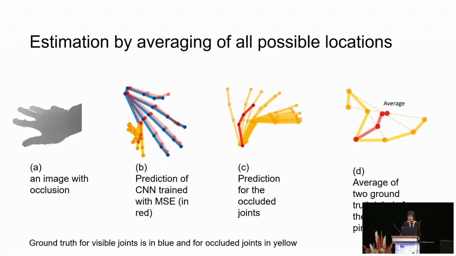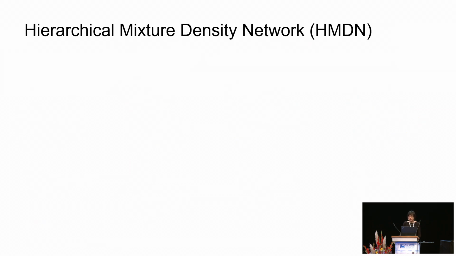To clarify this problem, suppose we have a dataset consisting of only 2 images, as in A, and its label is shown in the yellow skeleton in D. If we use this dataset to train the CNN, after convergence, the CNN will produce an average of these 2 labels for the occluded joints. So apparently, this average is not a correct solution for articulated objects. So how do we solve this problem?